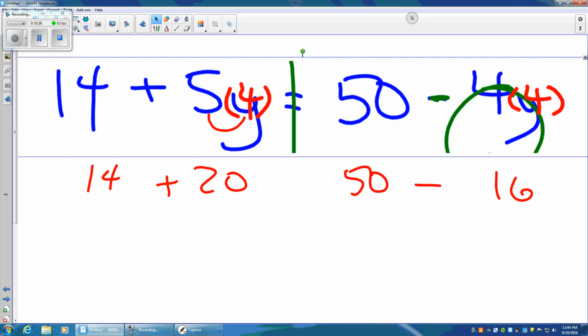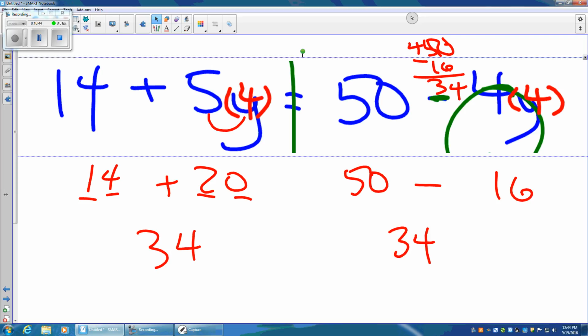So if this really is the answer, that 4 really is the solution, both sides should be equal. So I'm going to go 2 plus 1 is 3, 4 plus 0 is 4, and 50 minus 16, 4, 4, and 3. Both sides are 34. So on number 1, when you guys have to check if something is the correct solution or not, that's what they're asking for you to do.